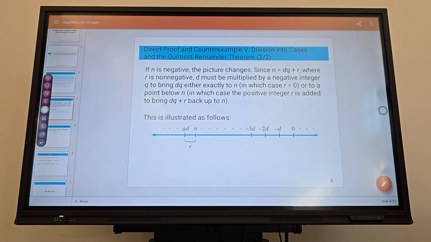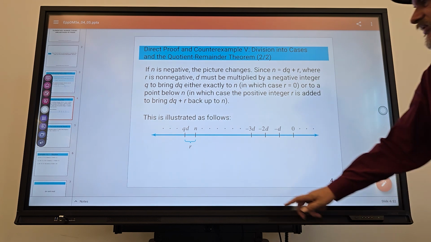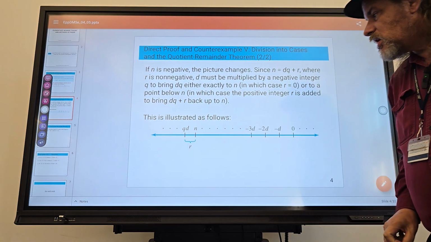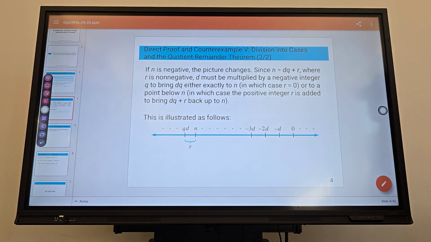Division into cases. If n is negative, the picture changes. Since n equals dq plus r, where r is non-negative, d must be multiplied by a negative integer q to bring dq either exactly to n or a point below n on the number line, so that a positive integer r can be added to qd.